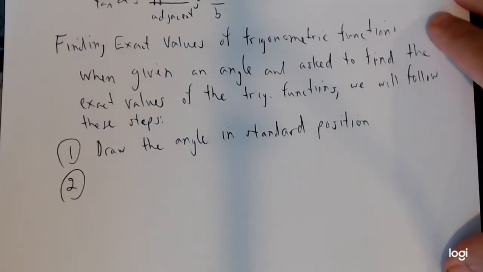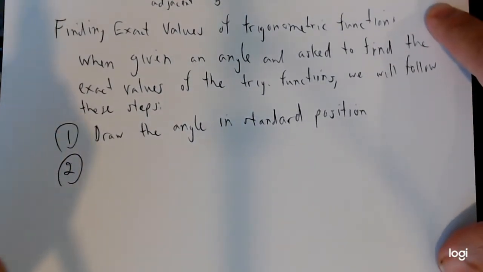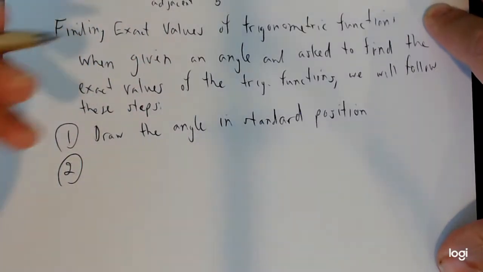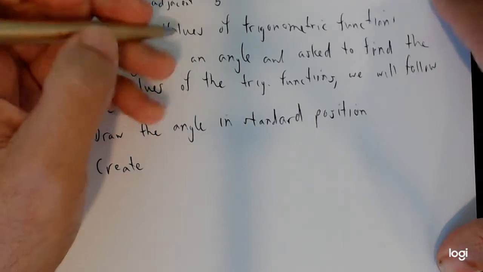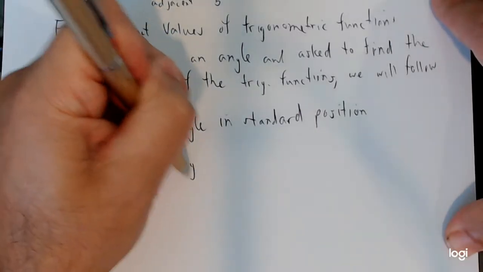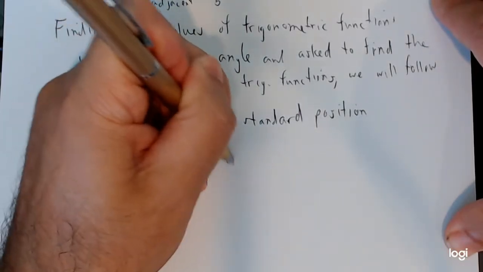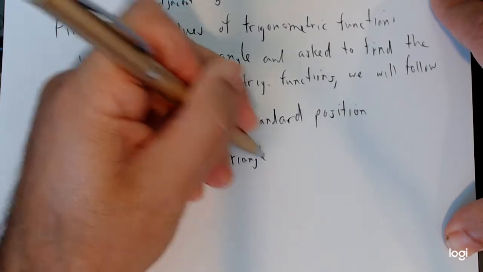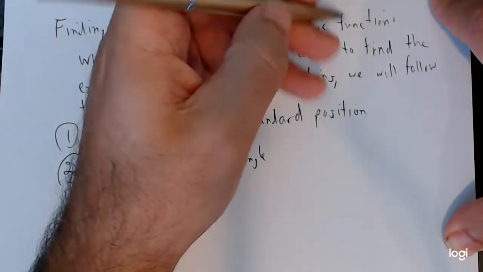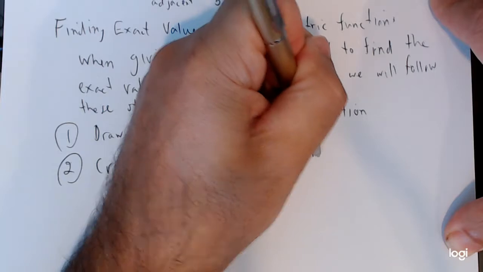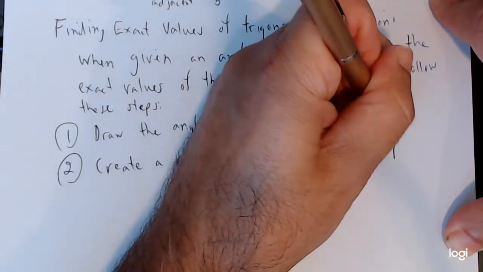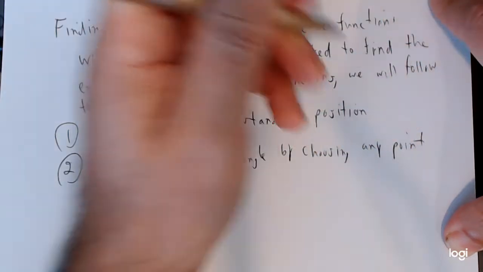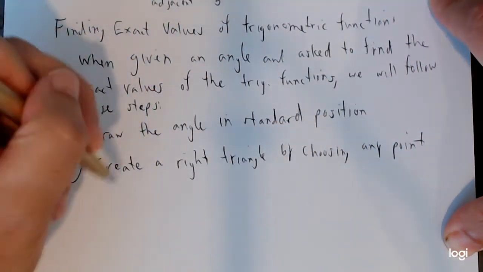Now, how are we going to create this right triangle? Let's be careful, because we have to be very specific in how we create it. We're going to create a right triangle by choosing any point on the terminal side.